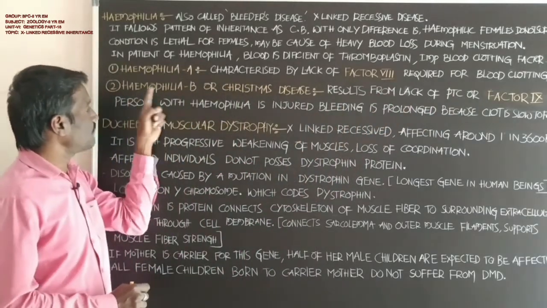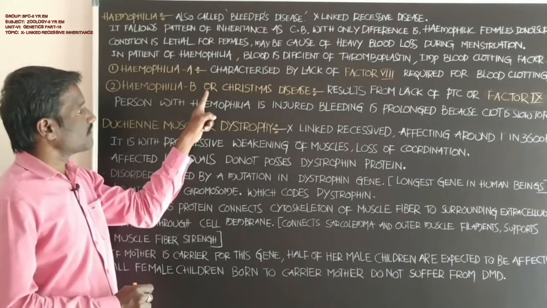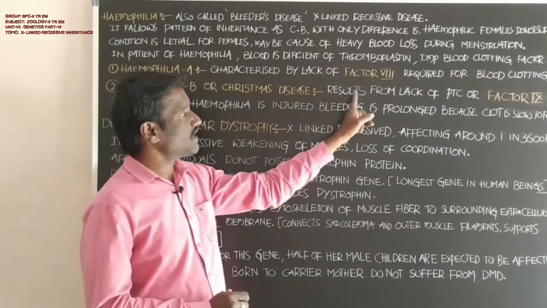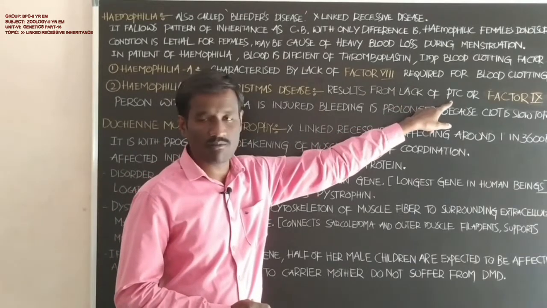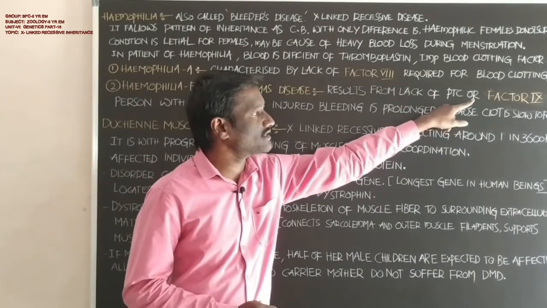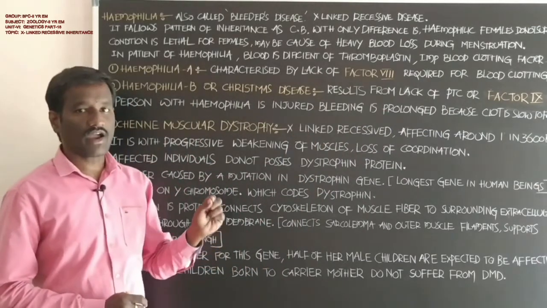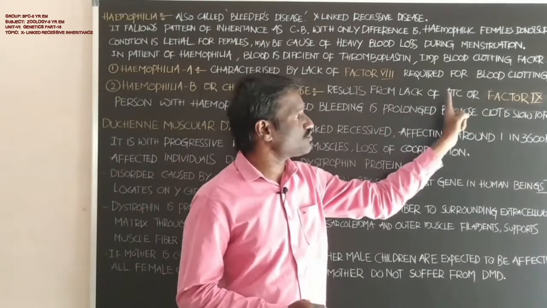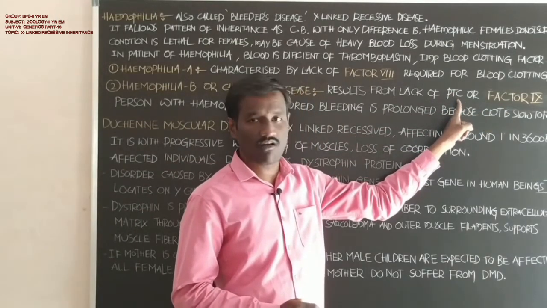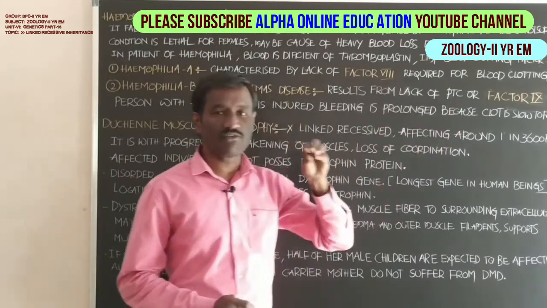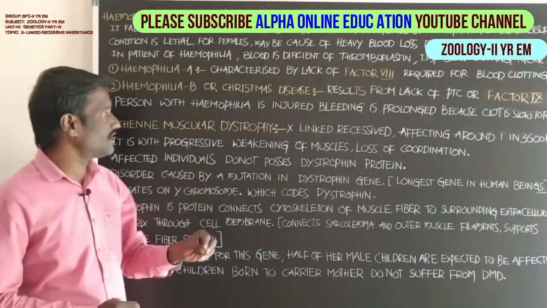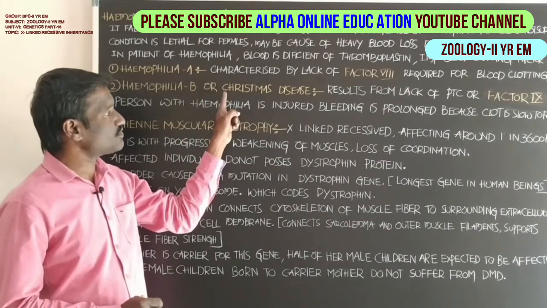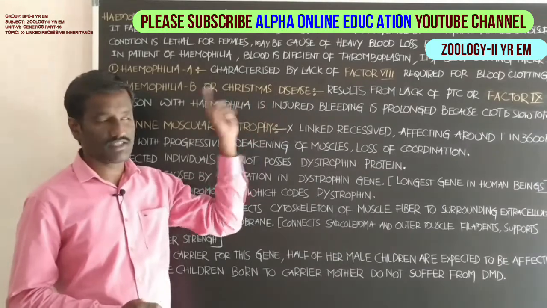Next, hemophilia B. Hemophilia B is also called Christmas disease. It results from lack of plasma thromboplastin component, or factor 9. Factor 9, students, is also called plasma thromboplastin component. This factor is not produced in hemophilia B disorder, also called Christmas disease.